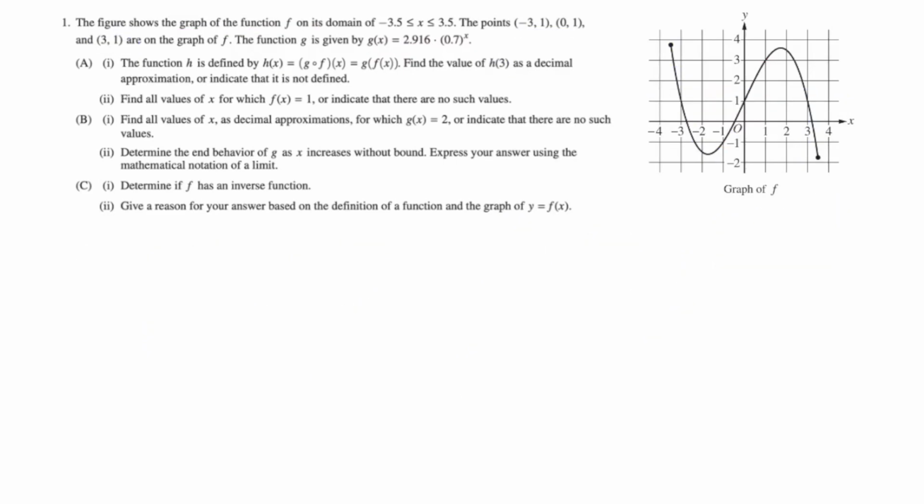Moving on to part B, it says find all values of x, kind of like the last problem, this time as decimal approximations for which g of x equals 2, or indicate that there are no such values. So the reason they said the decimal approximations thing is now we're dealing with g of x, which is this weird function with a lot of decimals going on, so our answer might be a decimal. So they want to know where g of x equals 2. And again, they're telling us the output is 2, and we have to solve for x, or the input.